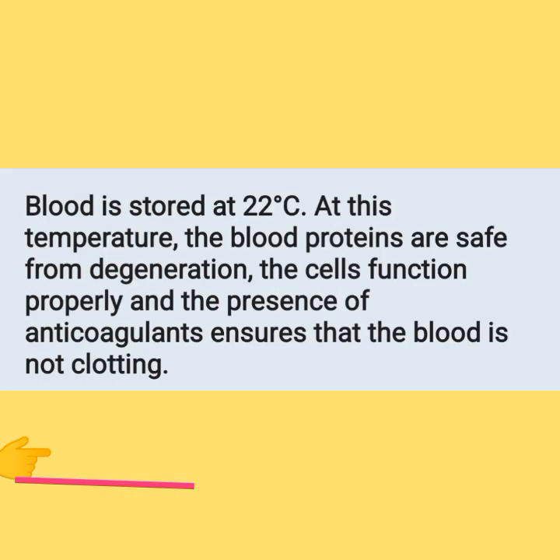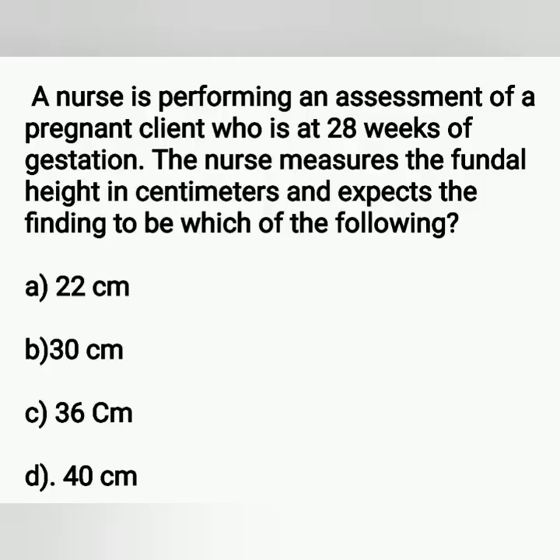Blood is stored at 22 degrees Celsius because at this temperature, the blood proteins are safe from degeneration, the cells function properly, and the presence of anticoagulant ensures that the blood is not clotting. So at 22 degrees Celsius, the blood proteins are safe, the cells function properly, and the anticoagulants ensure that the blood is not clotting. So blood is stored at 22 degrees Celsius. Move on to the next question.